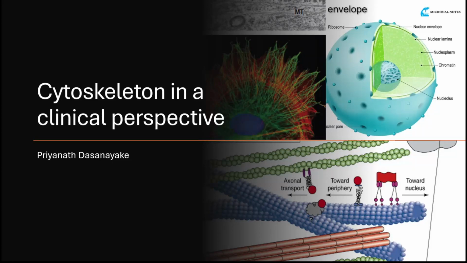So today's topic is about the cytoskeleton. It is an important structure that is found in the eukaryotes. Especially within this, I will be looking at the entities that are involved in the production of the cytoskeleton, as well as a few clinical aspects regarding the defects that are associated with some of the entities involved in the formation of the cytoskeleton.